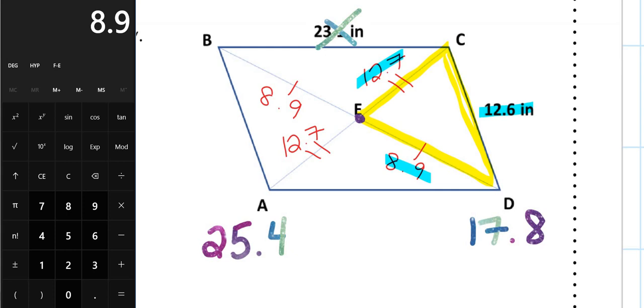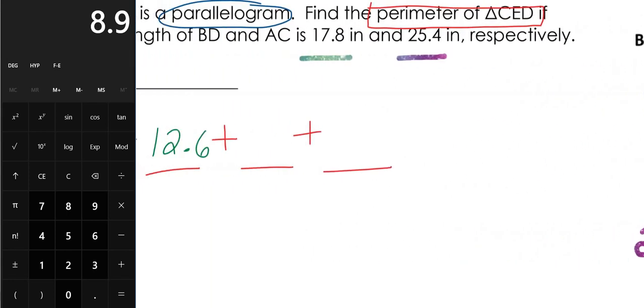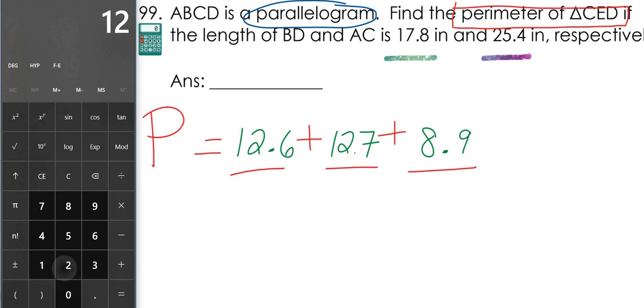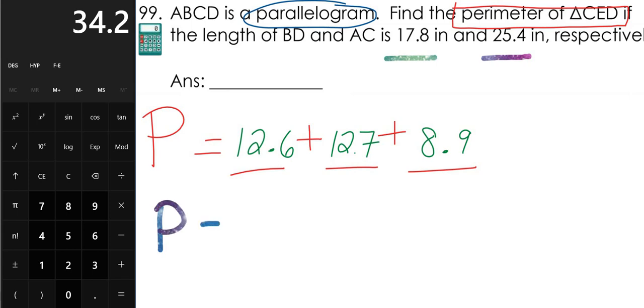Okay, so let's put the 12.7 and the 8.9 into our graphic organizer and get the final answer, which is the yellow perimeter. Okay, 12.7, 8.9. In the calculator, adding all of them together, 12.6 plus 12.7 plus 8.9 equals 34.2. So your perimeter, when you add up all the side lengths, is 34.2 inches, because everything was in inches.